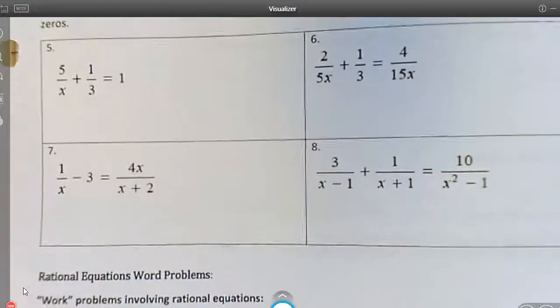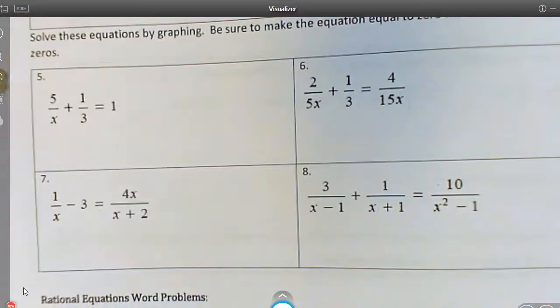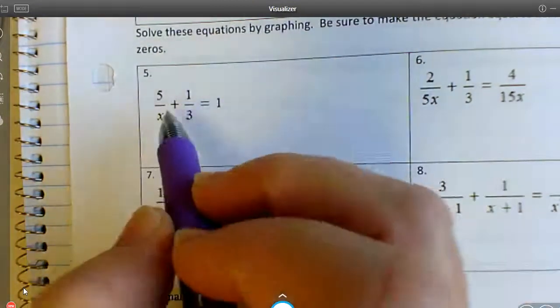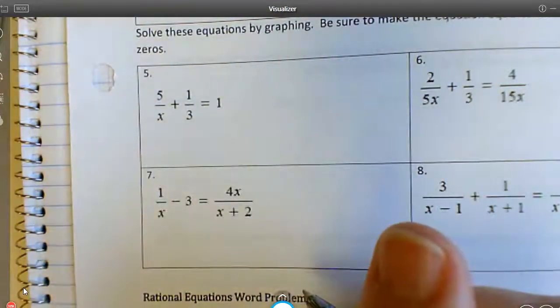Alright, let's look at these at the bottom. So to solve these, it is a little more complicated because we don't have fractions equal to fractions. And so what we want to do is make whatever side is not a fraction a fraction first. So we want to add them, the way that we have been doing adding and subtracting, and get a common denominator. So this 5 over x and the 1/3 here, I want to go ahead and get a common denominator. What would be the common denominator?